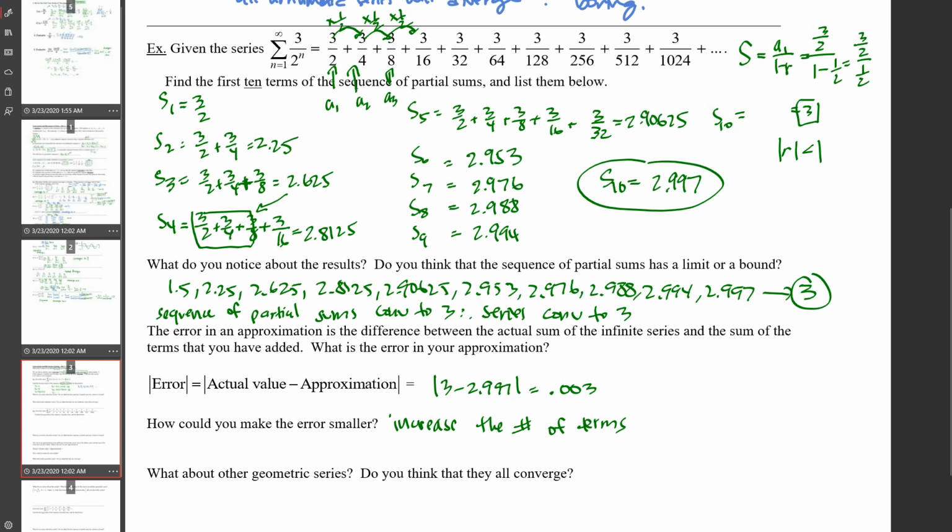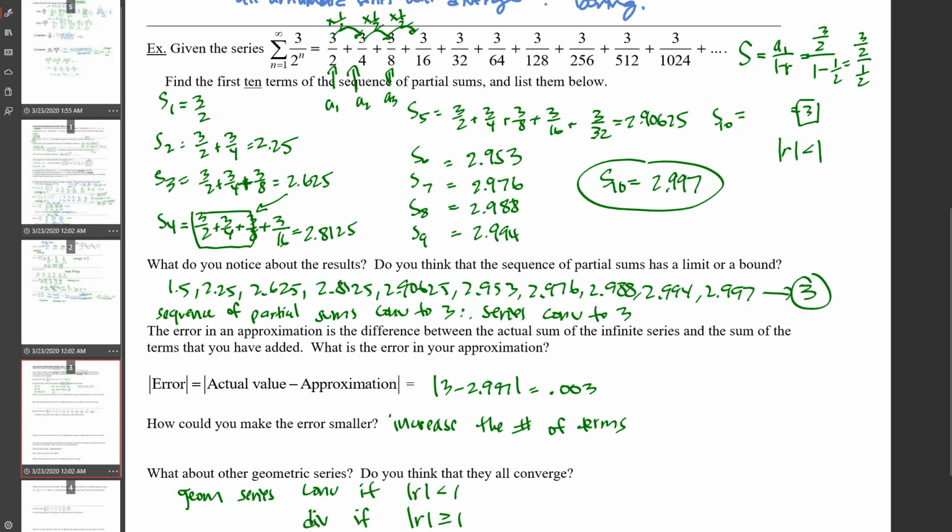Well, if you multiply by a number larger than or equal to 1, what's going to happen is that this sequence would diverge, and the sequence of partial sums would also diverge. So really, a geometric series will converge only if the absolute value of r is less than 1. If the absolute value of r is equal to 1 or greater than 1, then this geometric series will diverge.